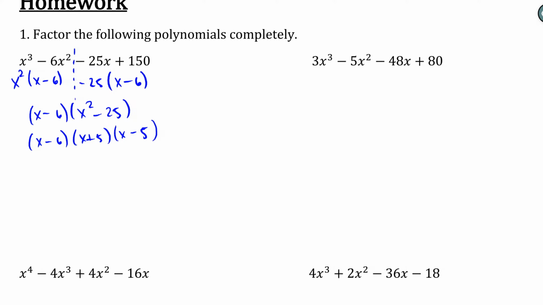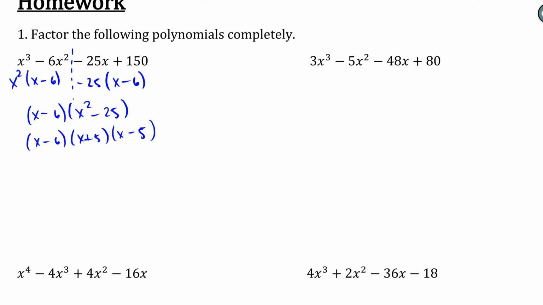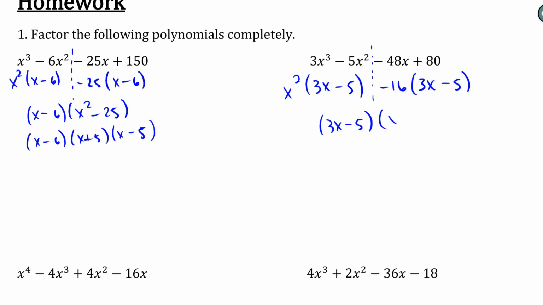All right, for the next one, GCF of the first two is x squared, leaving us with 3x minus 5. Second two is going to be negative 16, leaving us with 3x minus 5. So we have 3x minus 5 as my common term, and we're left with x squared minus 16. Well, that's going to give us 3x minus 5, and then x plus 4, x minus 4. So notice we're using all of our factoring methods all together here.